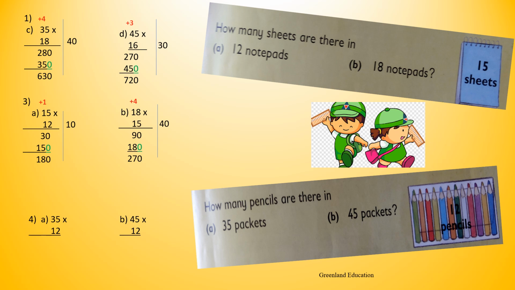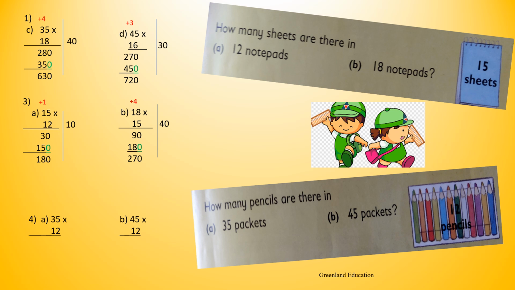Then multiply 3 by 8. 8 times 3, 24. 24 plus 4, 28. So the number is 280. Next you have to multiply 35 by 1. Before multiplying 35 by 1, you have to put a 0 in units place. I have put it in green color. Then you have to multiply 35 by 1. 1 times 5, 5. 1 times 3, 3.